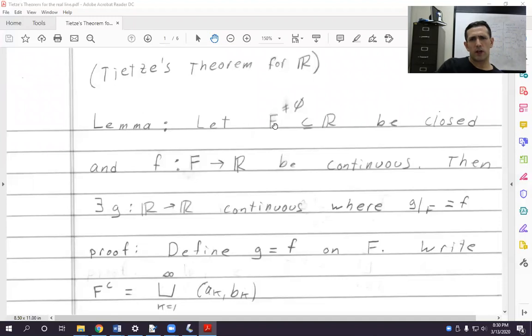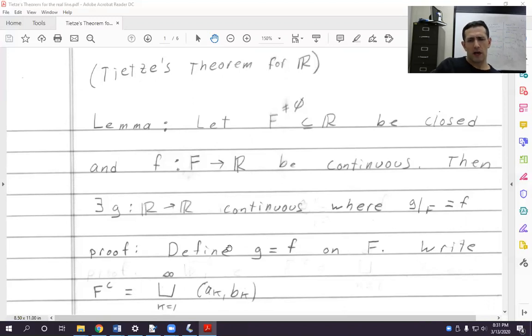So let's say F is not empty and closed, and little f is continuous on big F. Then there exists a continuous extension of little f that's defined on all of the real line. So in other words, there exists a g that maps R to R that's continuous where g equals f on big F. Okay, so what's the proof?